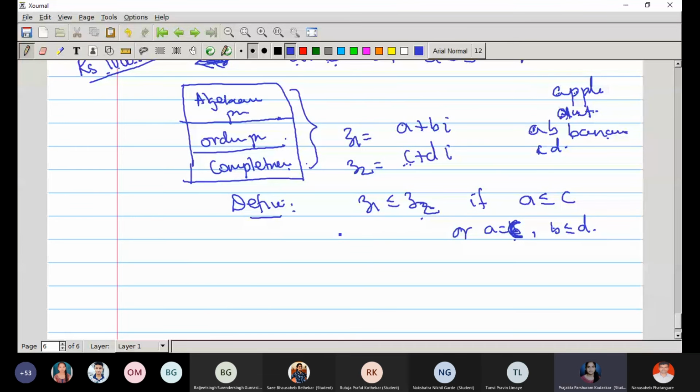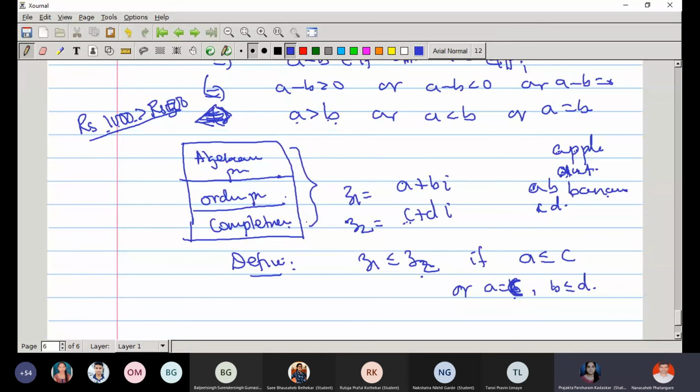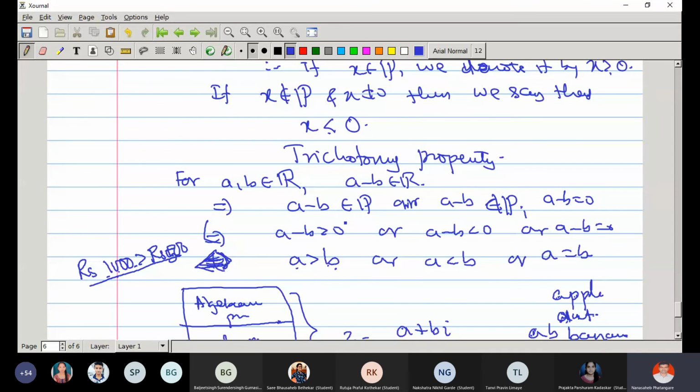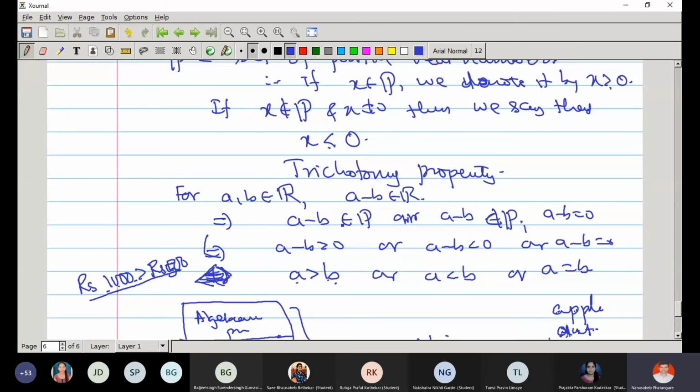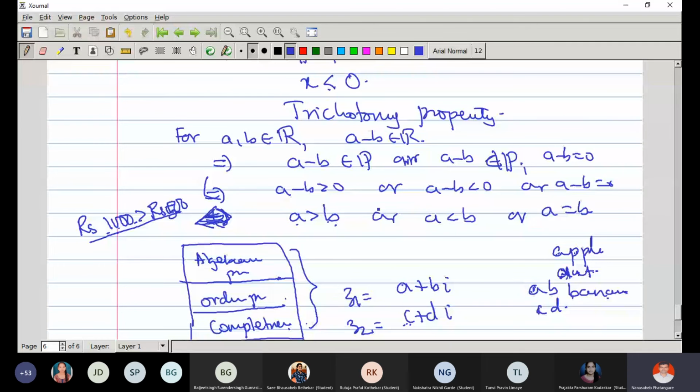Sir, are all the order properties that we define on the real numbers followed by the complex numbers or not? No, this is a different thing. What order properties have we defined? When a is less than b, it means b minus a is in the set of positive numbers. In this way we compare two real numbers. When a is greater than b, a minus b is in the set of positive. In that way we have defined the order.